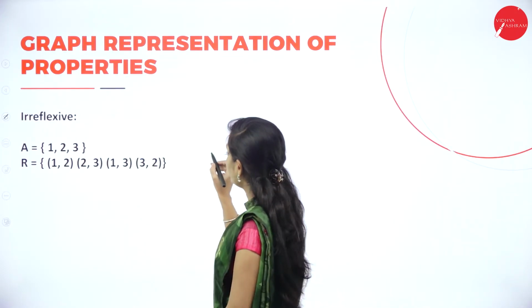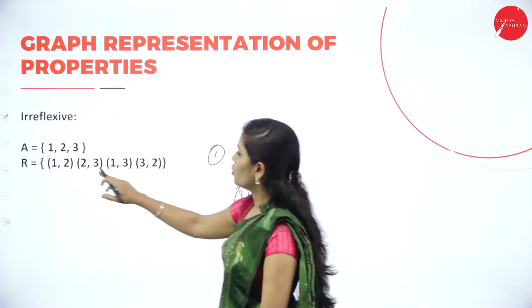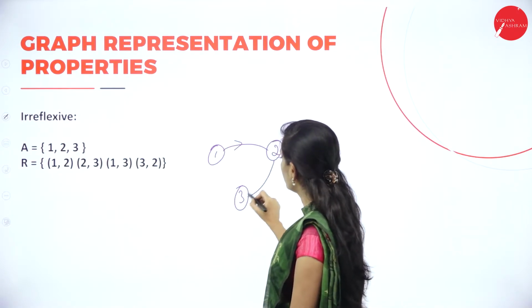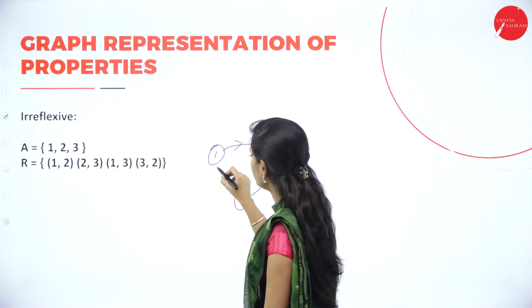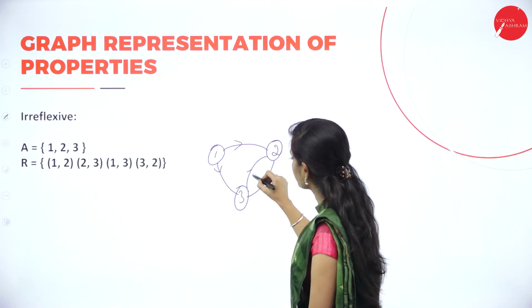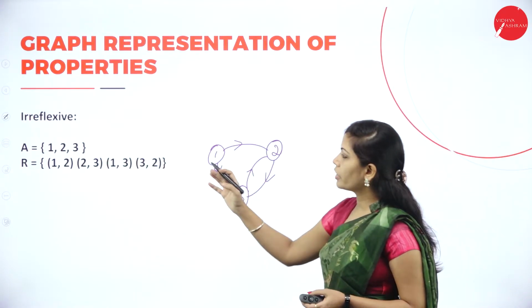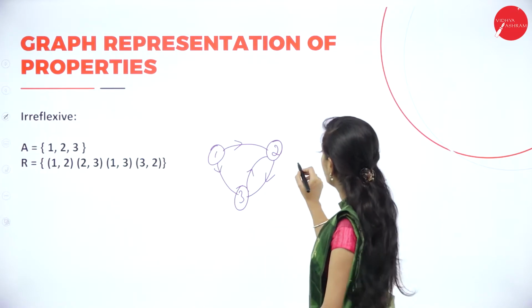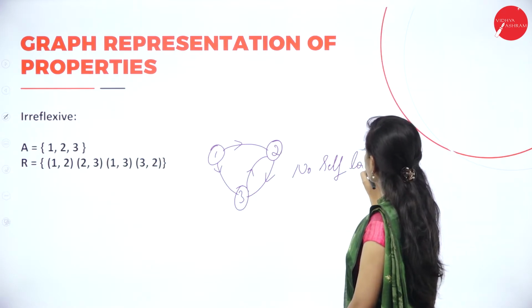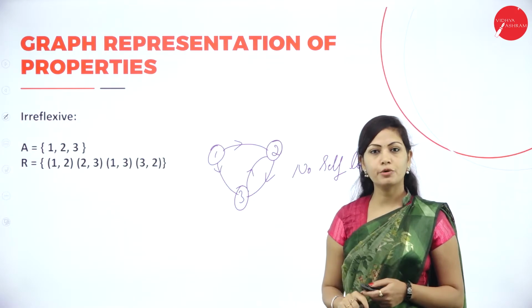So here again we have 3 set elements: 1, 2, 3. 1 to 2 and 2 to 3 and 1 to 3 and again 3 to 2. Is there any self loop? No self loop. Then we can call it irreflexive. No self loop on any vertex. No self loop. This is called the irreflexive property.